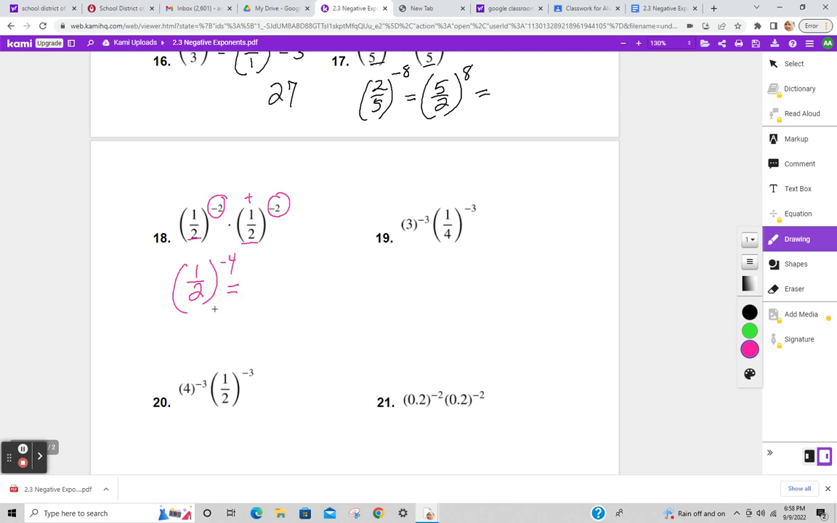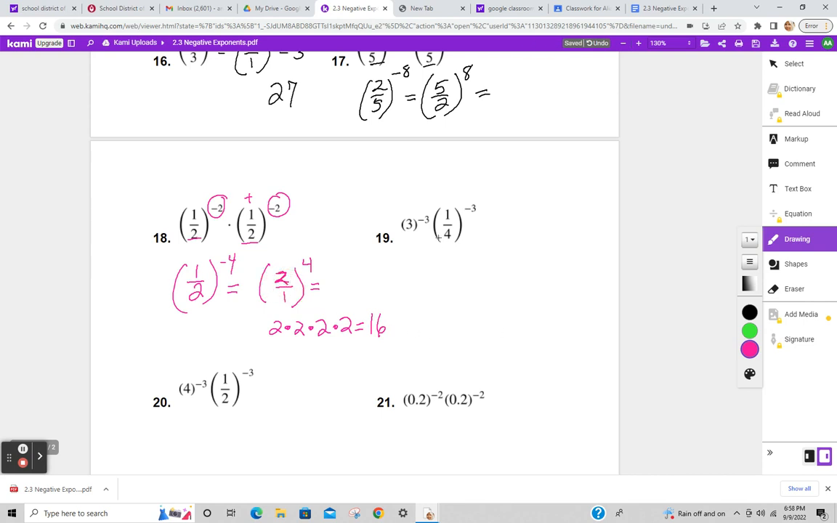To simplify that, we invert or flip-flop the denominator and the numerator. And then the -4 becomes 4. And now this is 2 times 2 times 2 times 2 because it's 2 to the 4th, which is 16. Okay, that's a 2.